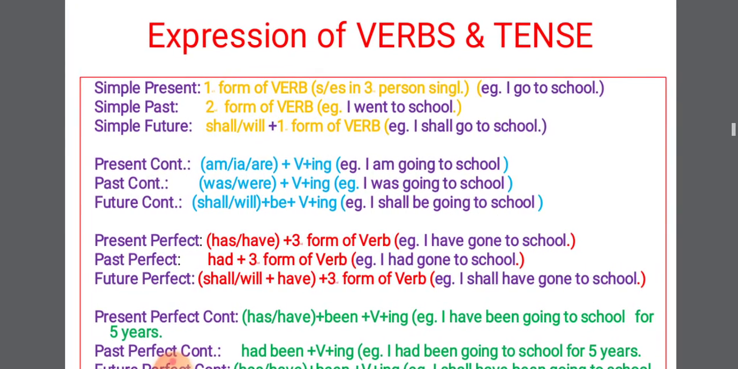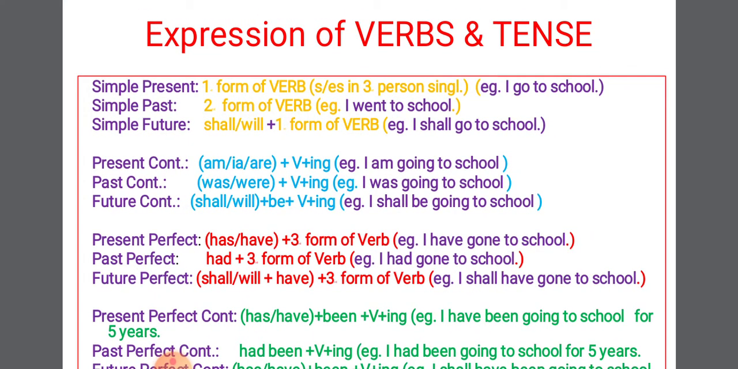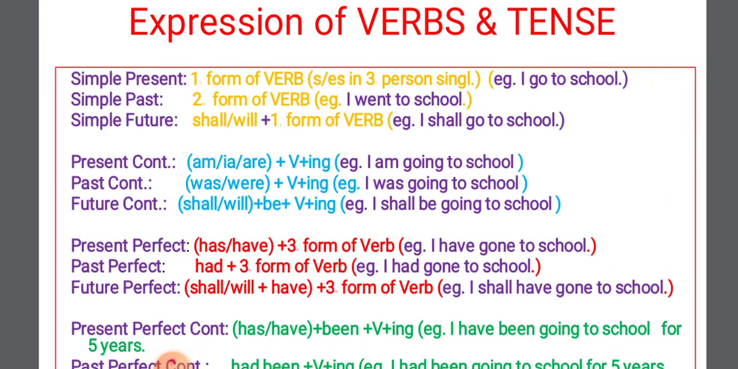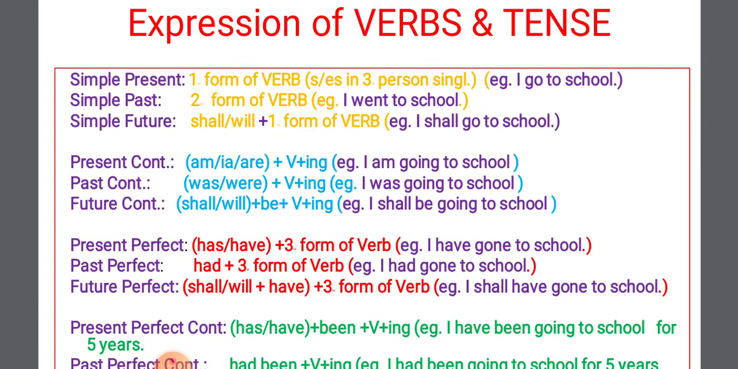Now we'll see simple present. To express sentences of simple present, the sentence form is the first form of verb plus sometimes s and es will be used. For example, I go to school. This is the first form. After go, the first form of verb has been used. Now when we turn this sentence to simple past, what do we do? Simply we change the verb from go to went. I went to school. Second form of verb will be used.